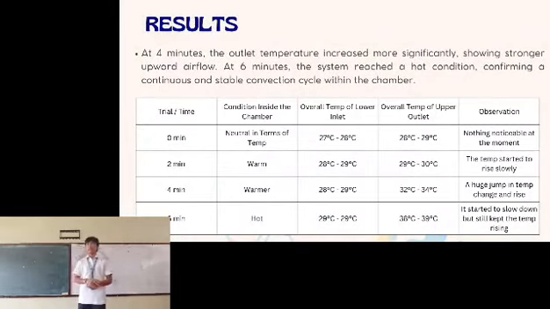So here's the result. The data from groups 1 to 5 show a consistent increase in temperature at the upper outlet compared to the lower inlet over time. At 0 minutes, the system was neutral, with minimal temperature difference indicating little airflow. By 2 minutes, a slight rise in both inlet and outlet temperature suggested the start of convection. At 4 minutes, the outlet temperature increased more significantly, showing stronger upward airflow. At 6 minutes, the system reached a hot condition, confirming a continuous and stable convection cycle within the chamber.